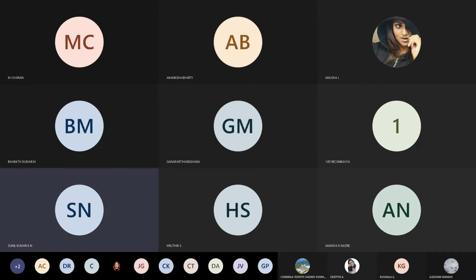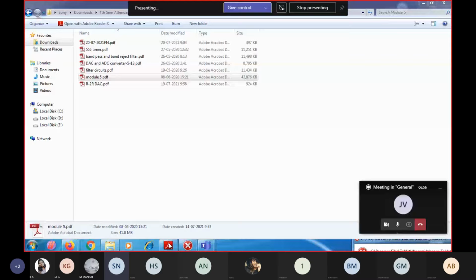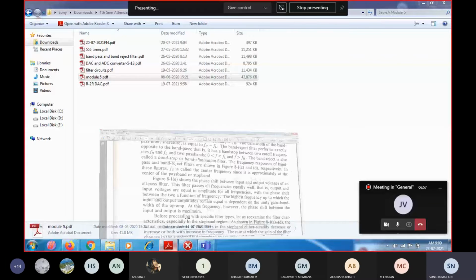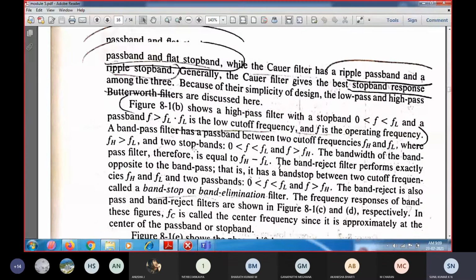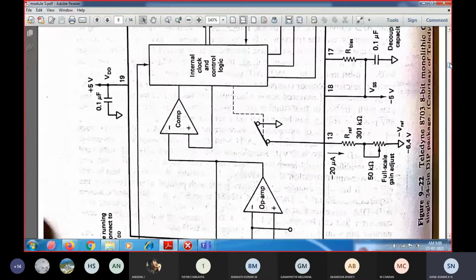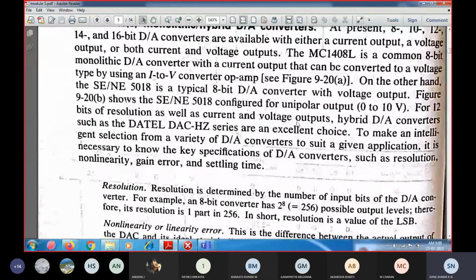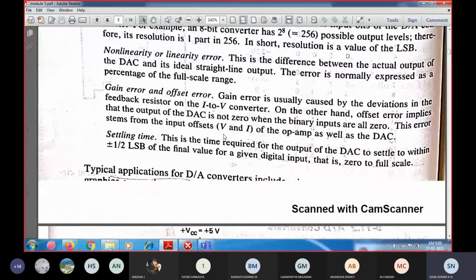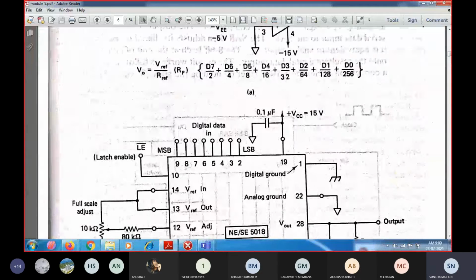So let's start today's class. In the last class we were discussing the analog to digital converter, in which we discussed successive approximation. Before that, we had also studied the different digital to analog converters.